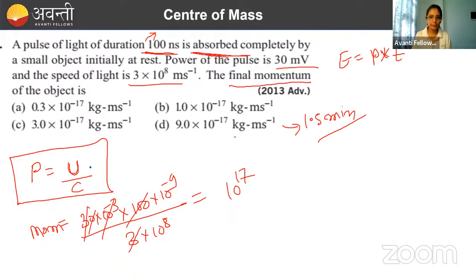You didn't read it? You should have. This is your energy. If light of energy u is falling over an object, then momentum exerted is u by c. That is your formula, right? Done. Okay, fine.